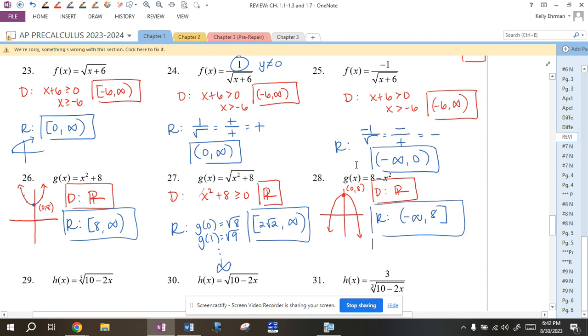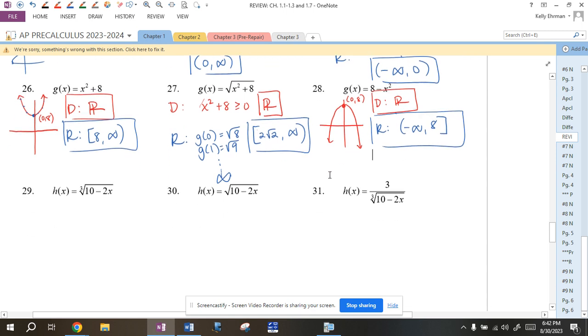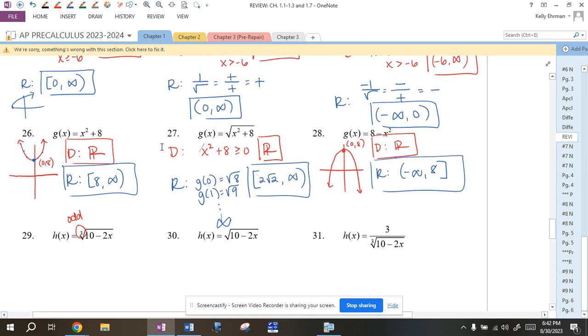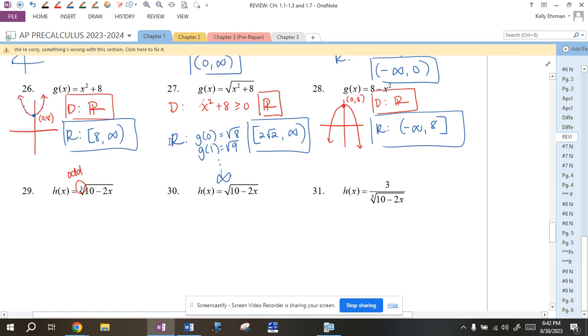All right. And last scenario, let's not forget about cube roots. So h of x is cube root of 10 minus x. Remember, odd roots do not have the stipulation of needing to be greater than or equal to 0 underneath. You can odd root a negative number, you can odd root a positive number, and you can odd root 0. So the domain is all real numbers. The range is also all real numbers.